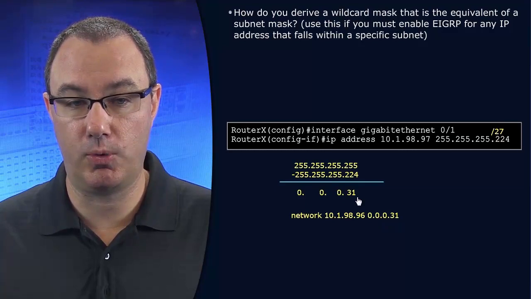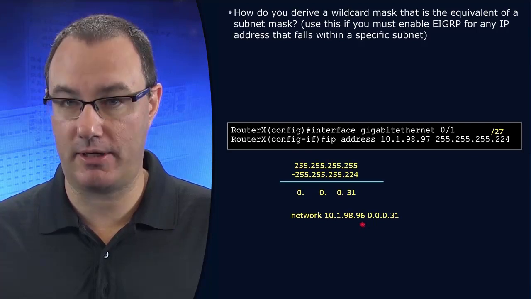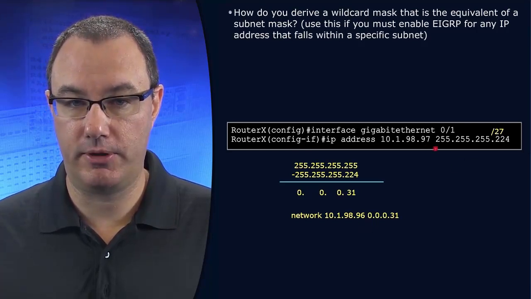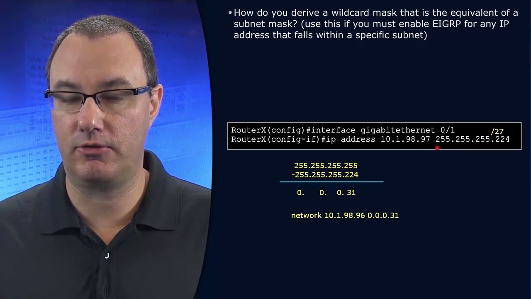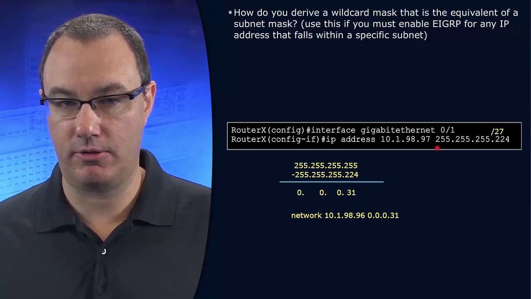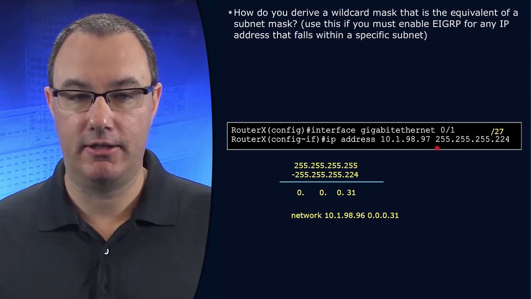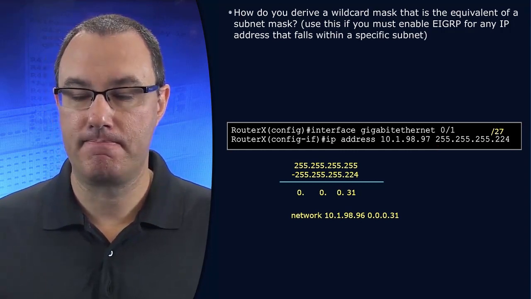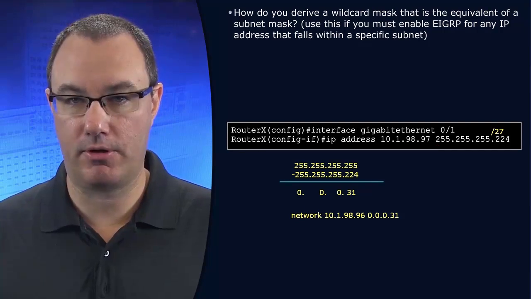So this network command would apply EIGRP to any IP address which falls within this subnet which exists on gigabit 0/1. The advertised network mask is not going to change. Don't think that this is somehow controlling how we advertise. It still is all about which interfaces are running the routing protocol.